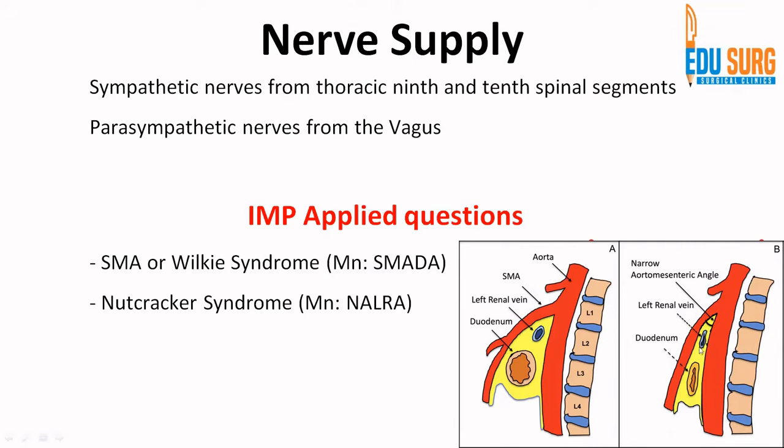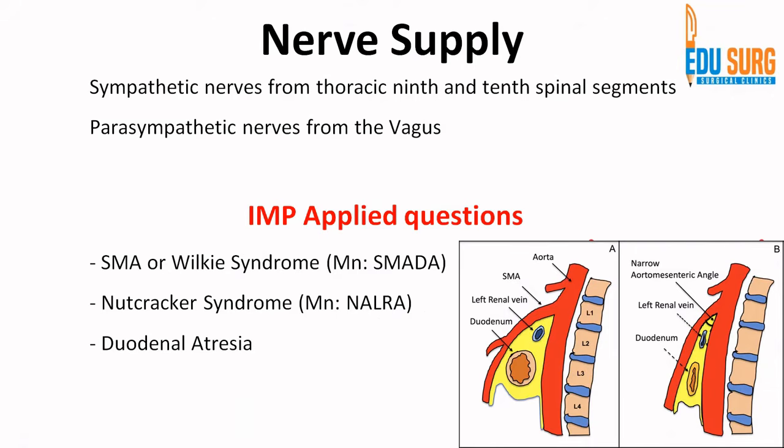When both of them exist together, it is also known as nutcracker duodenum. Okay, so you have to remember these terminologies. If you are asked nutcracker syndrome, it is the left renal vein getting compressed by the SMA and aorta as in a nutcracker, and that is why it is known as nutcracker syndrome.